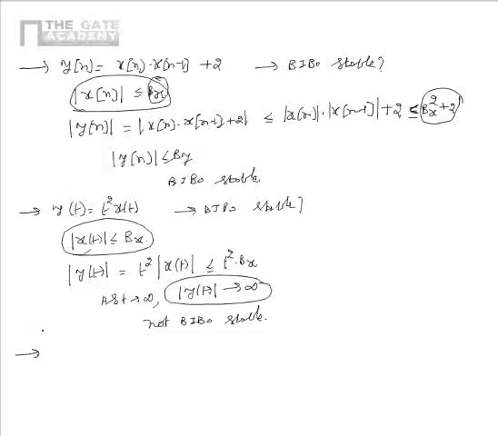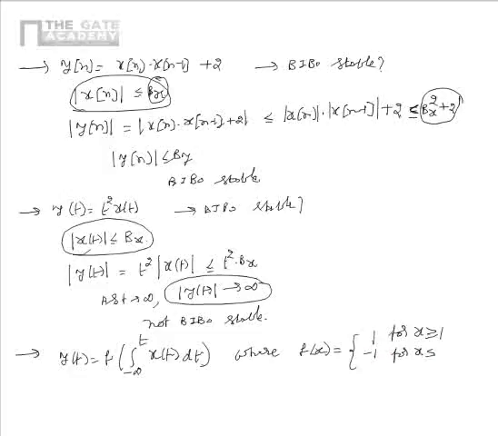Now, let us consider another system whose input output relation is given as y of t is equal to f of integral from minus infinity to t of x of t dt, where f of x is equal to 1 for x greater than or equal to 1. It is minus 1 for x less than or equal to minus 1, otherwise it is 0. We have to check if the system is stable in BIBO sense.